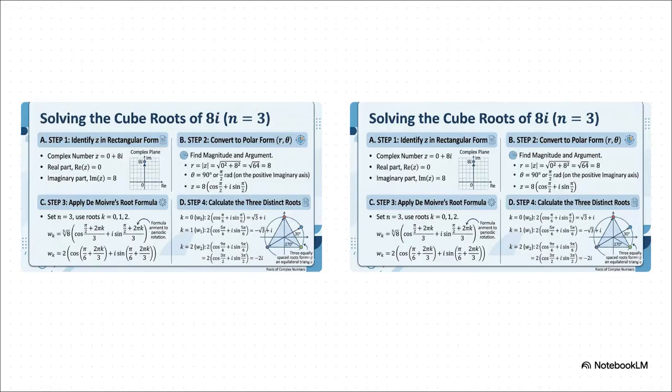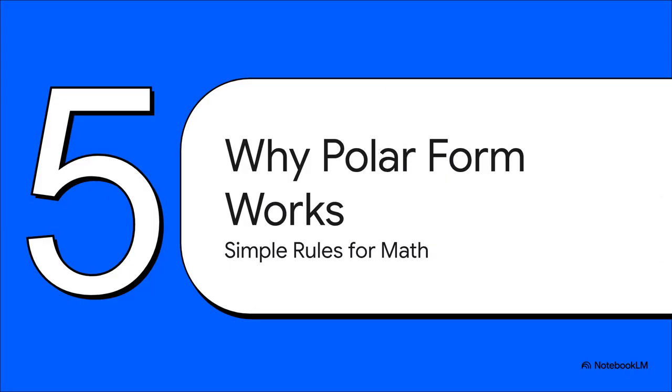And here is the payoff. This is where it all comes together. On the left, you see the 3 answers we just calculated. And on the right, that's where those 3 points actually land on the graph. And look at that, a perfect, symmetrical, equilateral triangle. The algebra didn't just give us numbers, it drew us a picture. Mystery solved.